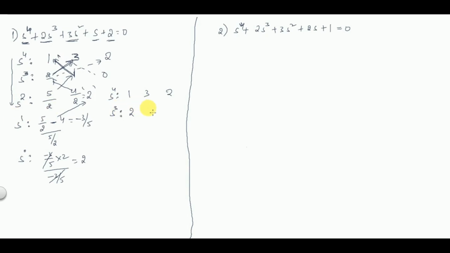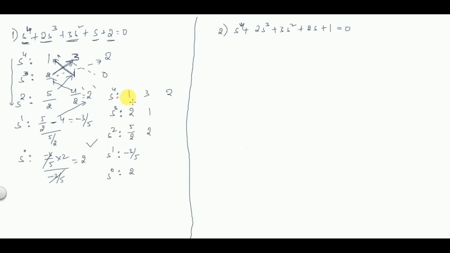Okay, so 2 1, S square: what you have got is 5 by 2, and this is 2. S power 1 we have got as minus 3 by 5, and this is 0 anyhow. S power 0 we have got as 2. Okay, so this is the construction of the Routh array. By practice you don't have to write like this, you can write directly like this, no problem.